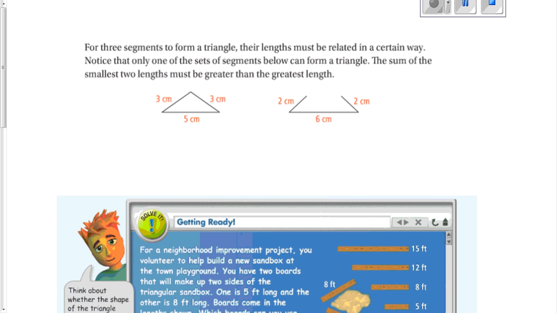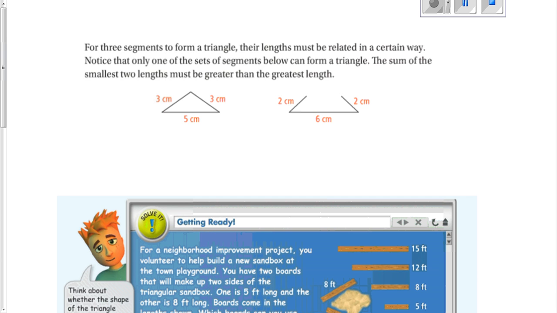Now let's talk about sides in relation to a triangle. The directions say for three segments to form a triangle, their lengths must be related in a certain way. Not just any three sides can form a triangle. Notice that only one of the sets of segments below can form a triangle. The sum of the smaller two lengths must be greater than the greatest length. So take a look at this drawing.